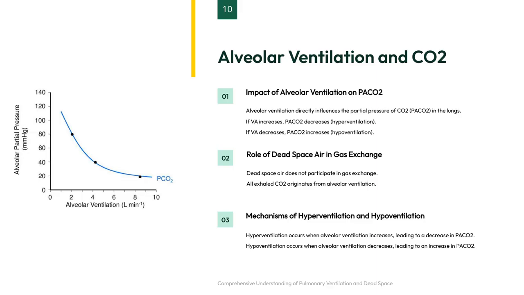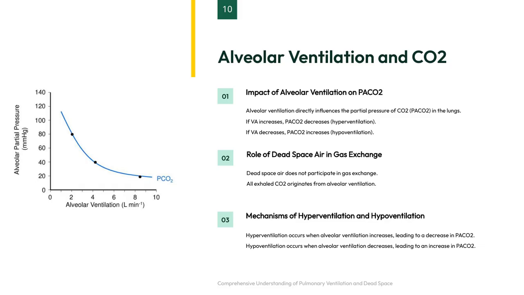When alveolar ventilation increases, or VA goes up, we see a decrease in the partial pressure of alveolar CO2, known as PaCO2. This is what we call hyperventilation. Conversely, if alveolar ventilation decreases, PaCO2 increases, leading to hypoventilation. Now, it's also important to recognize the role of dead space air. Remember, dead space air doesn't participate in gas exchange because it remains in the conducting airways.